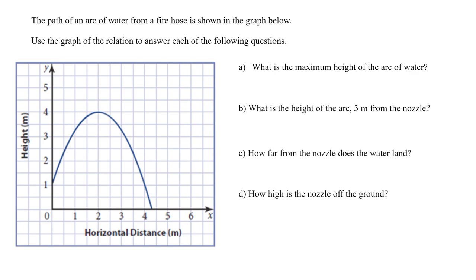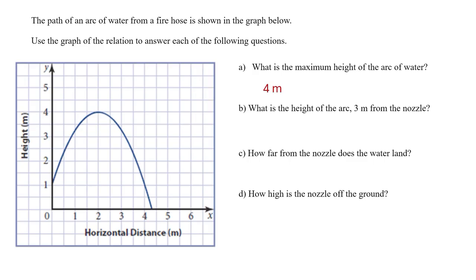The path of an arc of water from a fire hose is shown in the graph below. Use the graph of the relation to answer each of the following questions. So A, what is the maximum height of the arc of water? We simply look here at the vertex. You can see that the height is 4 meters.